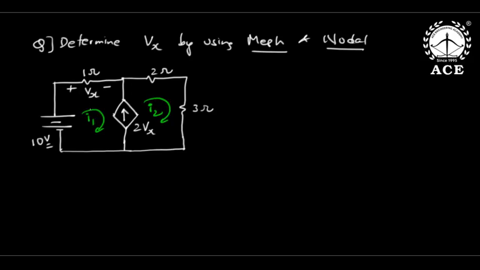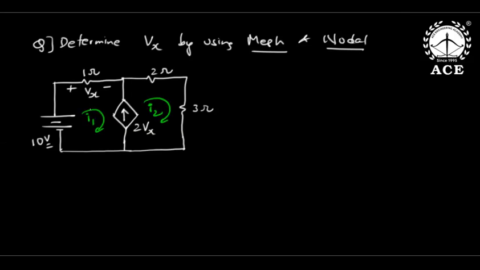Suppose there are 10 meshes with 4 dependent sources. Then total 14 equations you will get. That 4 extra dependent source equations are called what equations? They are called link equations.